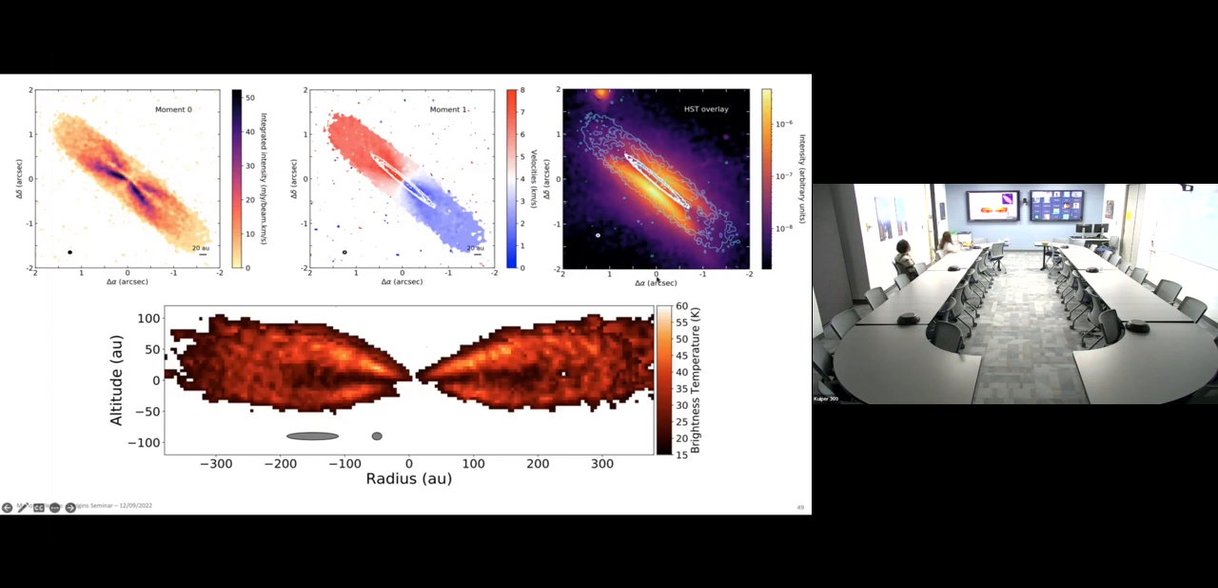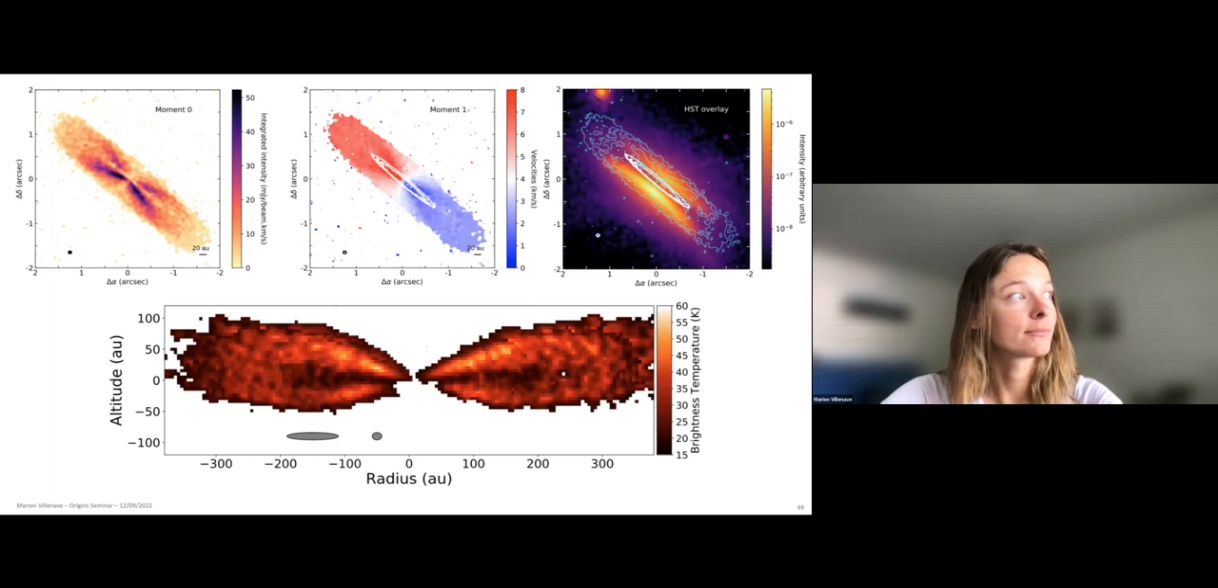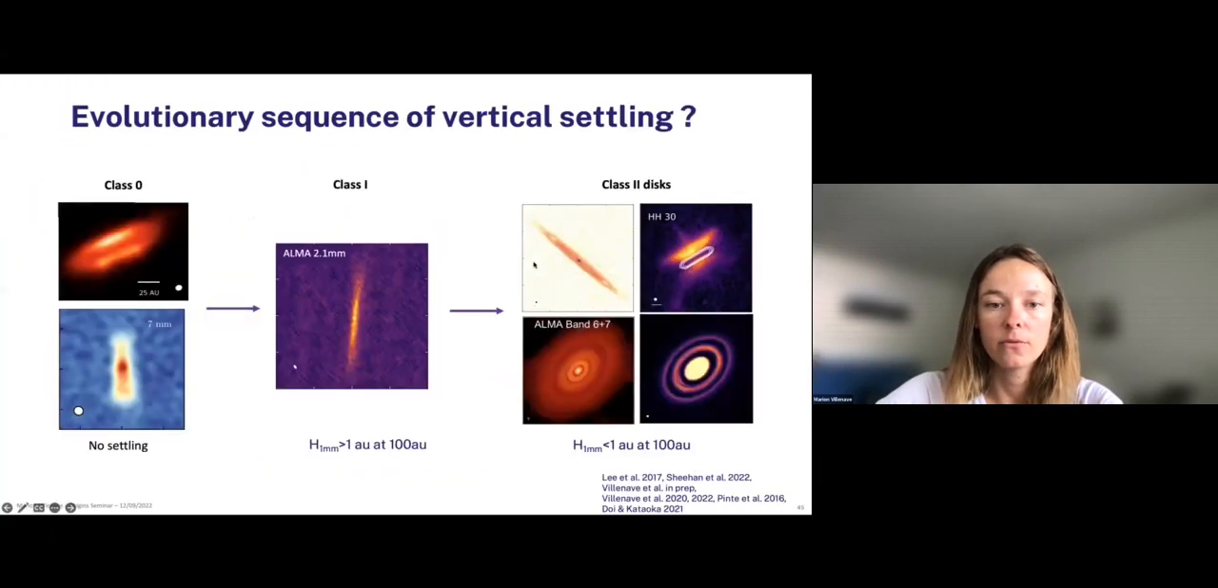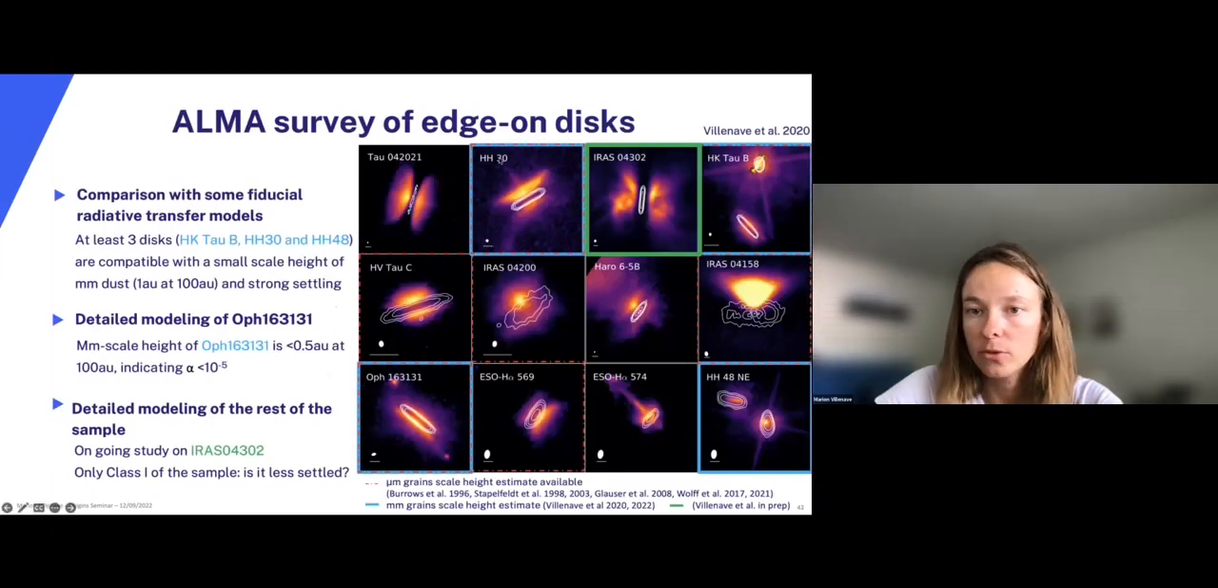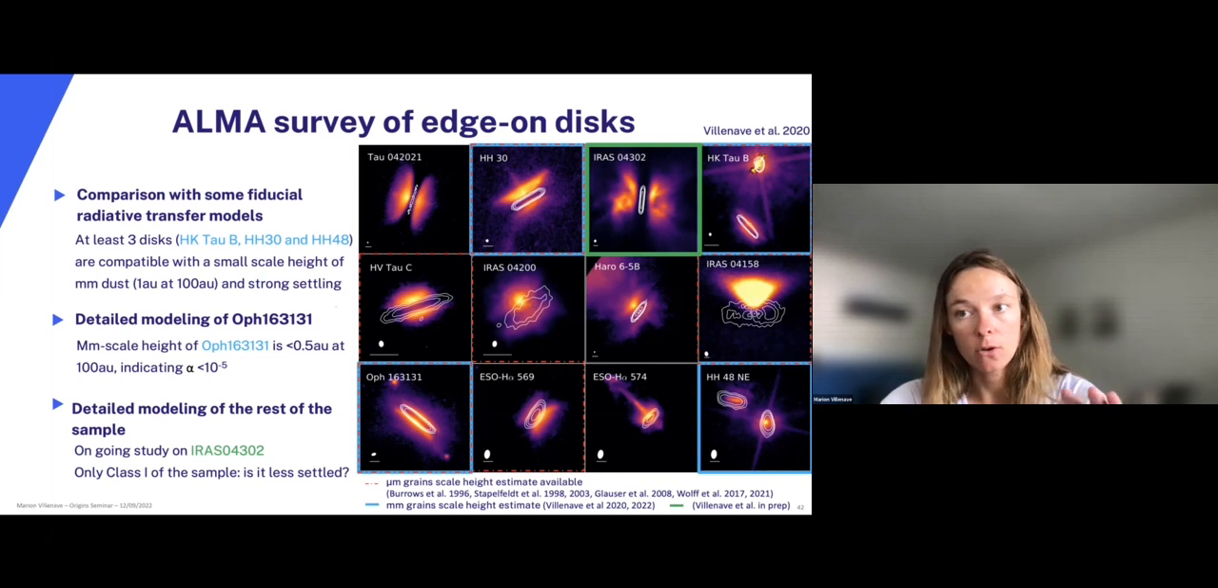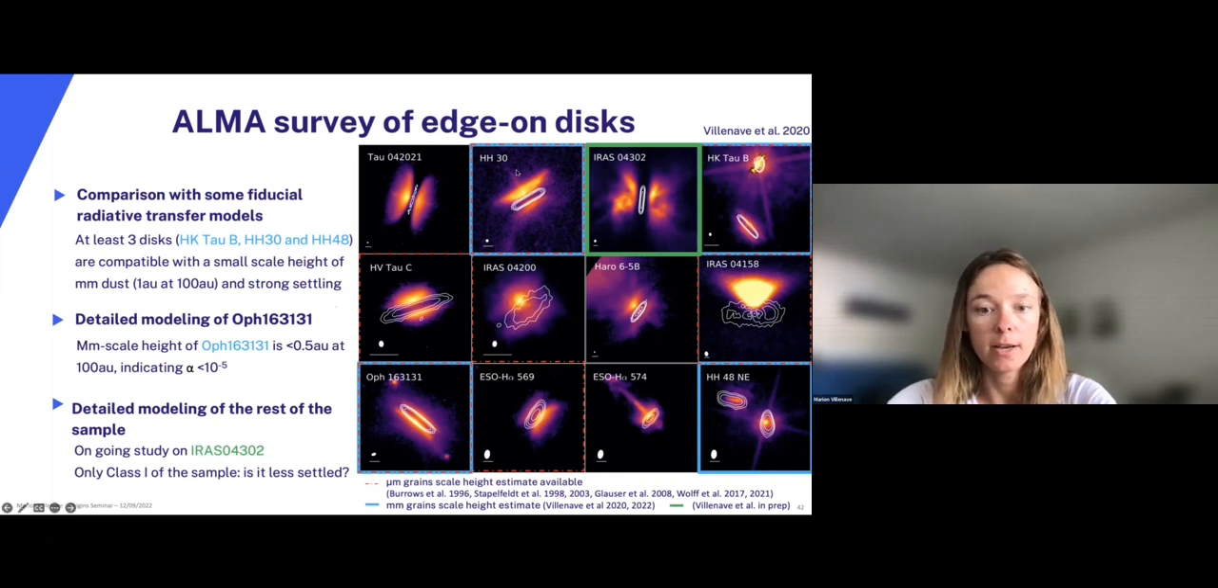I'm wondering, is there any effect brought by the jet on the scale height? Because we know there are jets in the protoplanetary disk. I'm not sure how far it can go by impacting the scale height of the dust or gas. Yeah. So there are some of the sources that we have that have jets. For example, you see HH30.